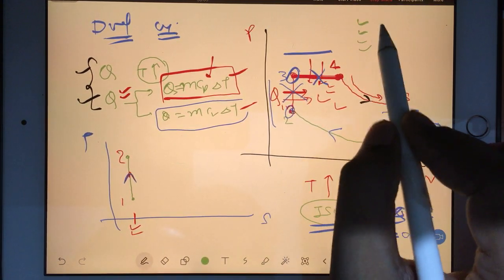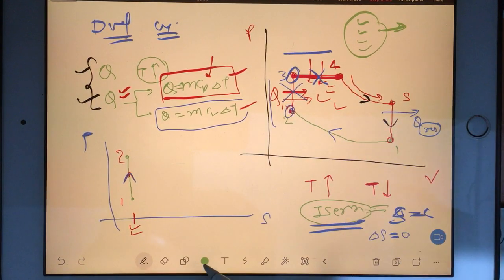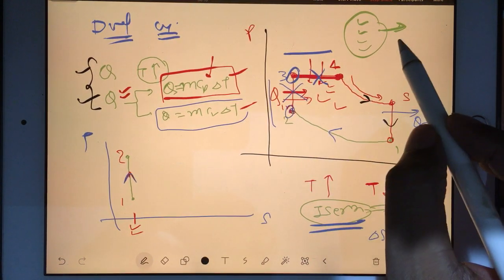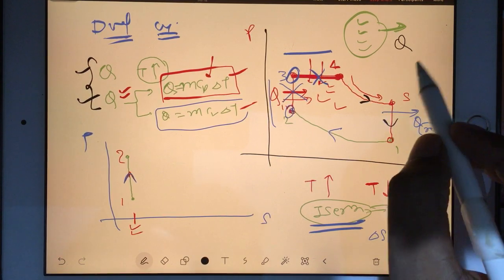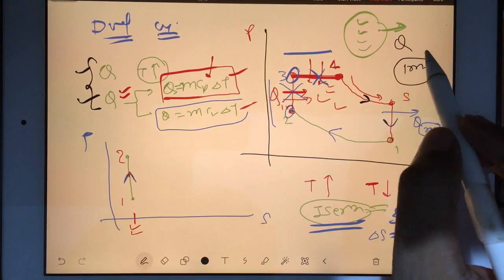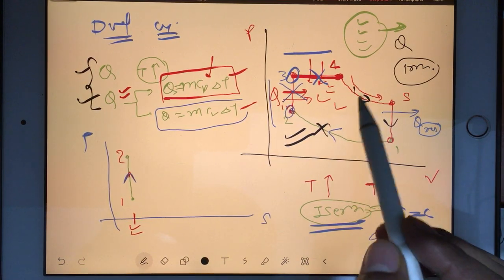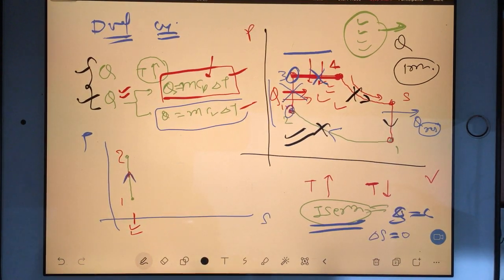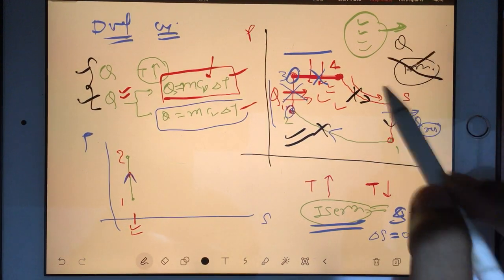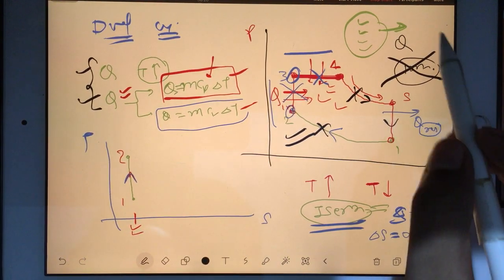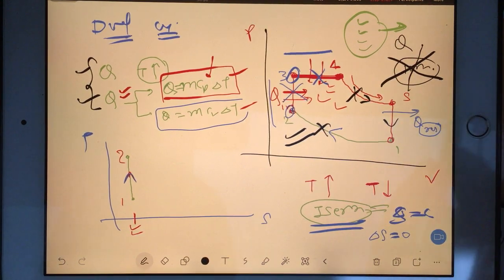What are the possible ways to change the entropy? There are two possible ways to change the entropy. One because of heat, one because of irreversibility. So in this cycle we are considering a reversible cycle. In case of a reversible cycle, we are not considering irreversibility. So there is no question of change in entropy because of irreversibility.